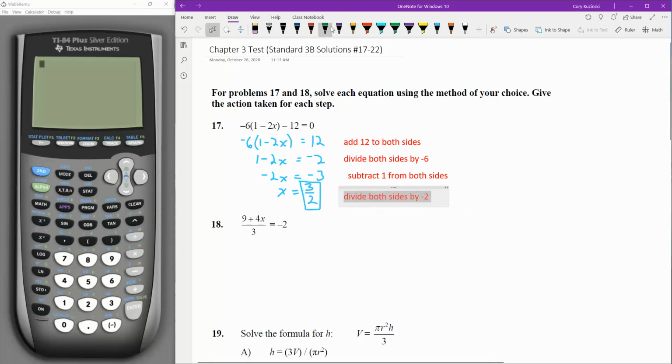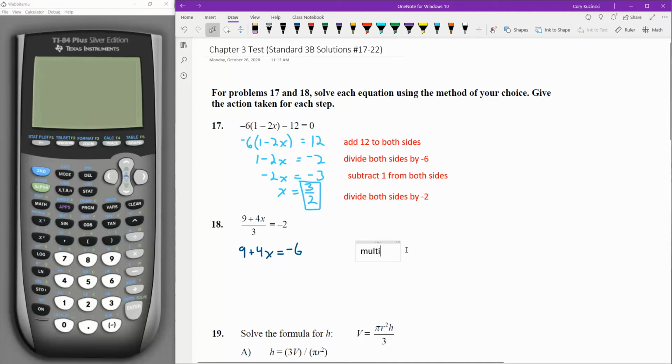All right, moving on to this next one here. 9 plus 4x over 3 equals negative 2. The first thing I'm going to do is undo that division there. So let's multiply both sides by negative 6. I'm going to write that down. You should include that in your notes as well.